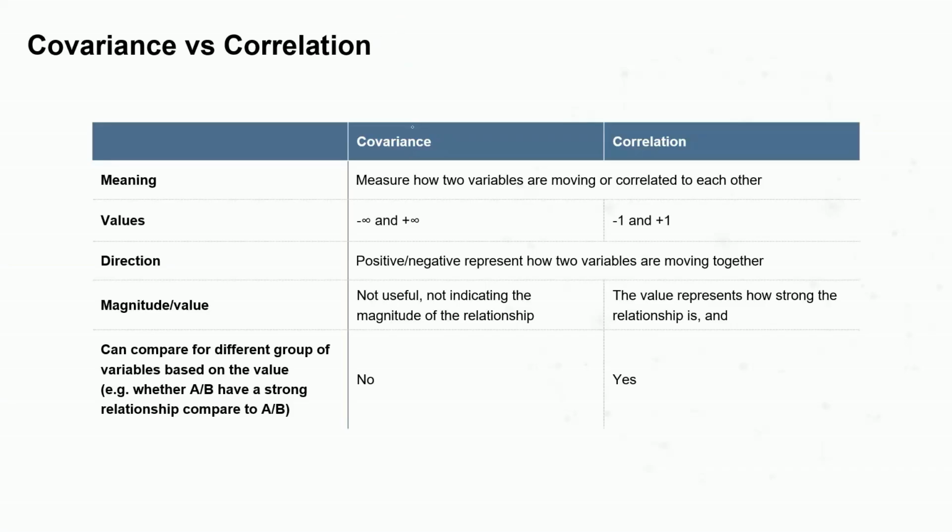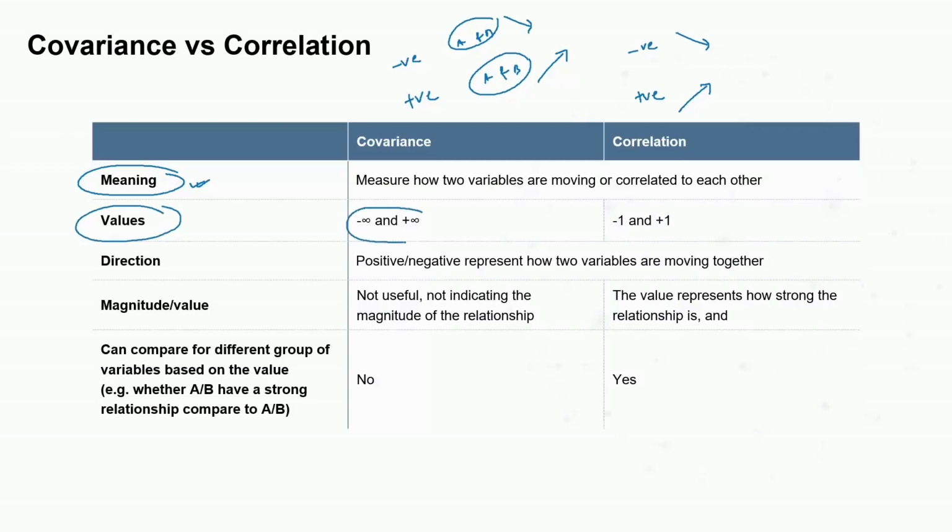Covariance and correlation. The meaning is almost similar for both. Both of them measure how two variables are moving or related to each other. If you see a positive covariance, then your A and B are moving in the same direction. If you see a positive correlation, A and B are moving in the same direction. If you see a negative number, A and B are not in the same direction. If A increases, B decreases, and vice versa. Same goes with correlation also. So definition wise and meaning wise, both are similar. I would not say same, both are similar.